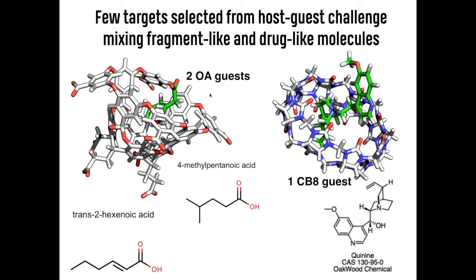So we extrapolated two hosts and three ligands from the main host-guest challenge, the original octa-acid and the cucurbiturils. The reasoning was to mix fragment-like guests with more bulky and drug-like guests. We also picked two of the octa-acid guests because we were hoping to have relative free energy calculation submissions. Unfortunately, we didn't get any.